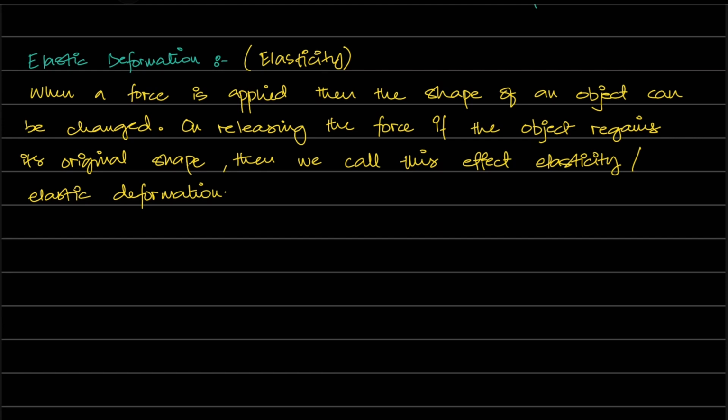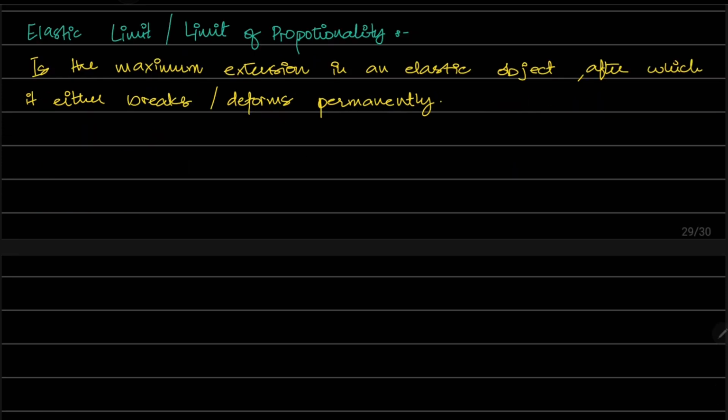Now this point is basically what we call your elastic limit or the limit of proportionality, right? This is the maximum limit of force that you can apply to an object before it permanently deforms, or loses its elastic properties, or breaks in some cases, right? Let me write that down for you as well. There you go. Elastic limit or limit of proportionality is the maximum extension in an elastic object after which it either breaks or deforms permanently, right?